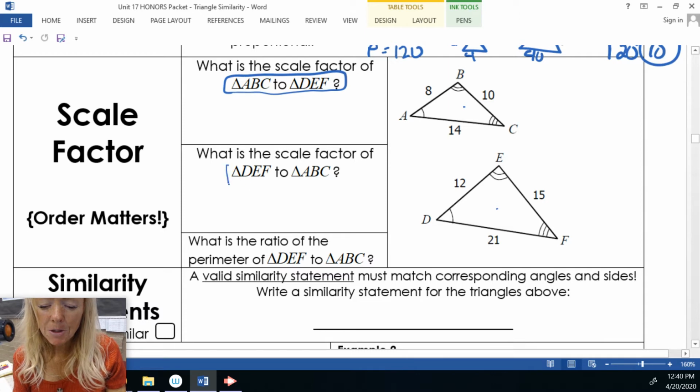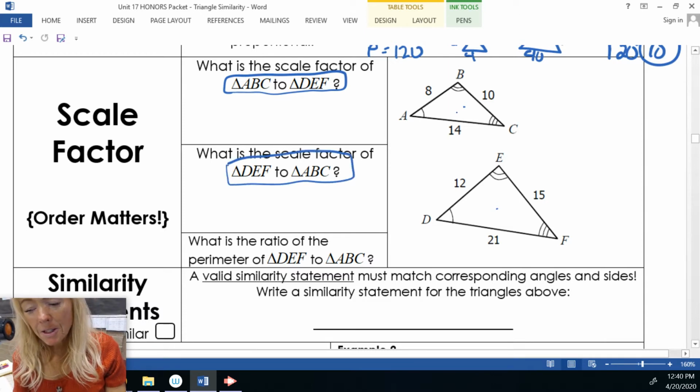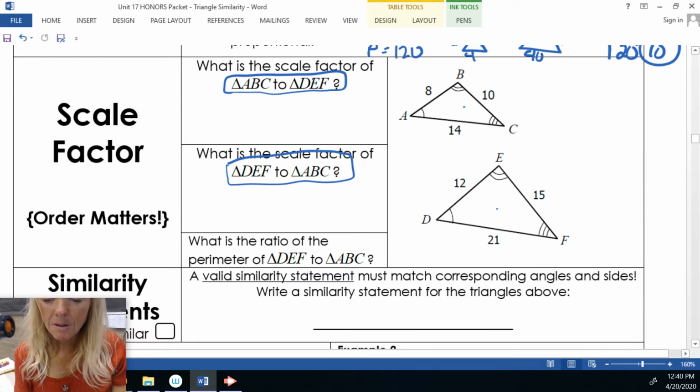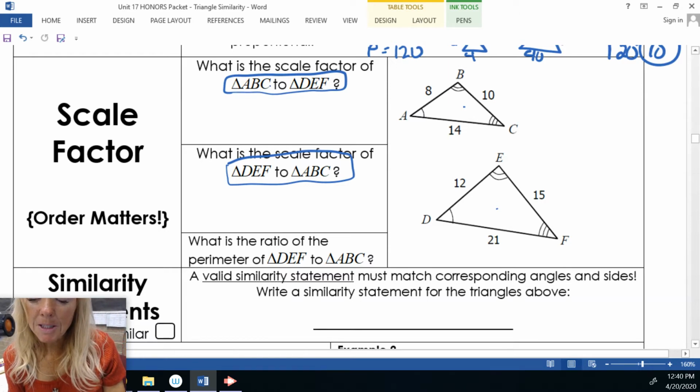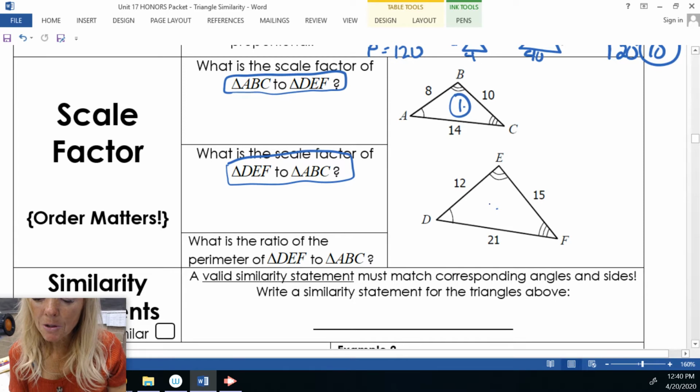And then the second question is triangle DEF to triangle ABC. That means I go from here to here. So I have to make sure that as I'm doing these scale factors and quoting them, if given a specific order, I have to give them in that specific order. So when it says, what is the scale factor from triangle ABC to DEF, then I'm going to make this my first triangle and this my second triangle when I'm stating the scale factor.